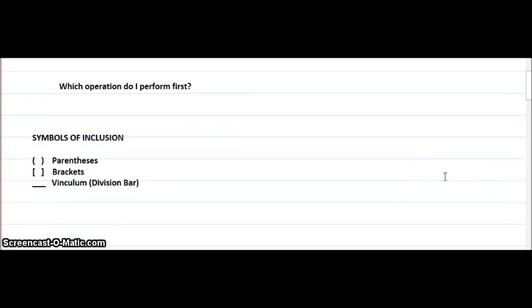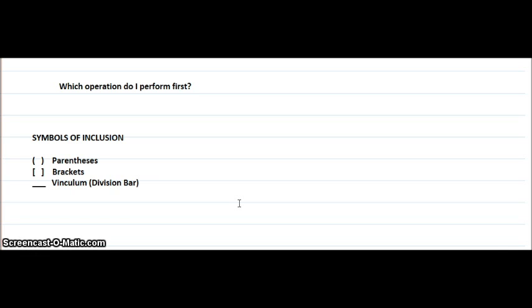Symbols of inclusion. Okay, and you can see them here. Symbols of inclusion include parentheses, and I know that you are used to seeing parentheses. You may have seen them in math, but you certainly have seen them in writing. Okay, and then brackets. Brackets are these square corner things. Okay, and the last one you probably haven't heard of before. It's called a vinculum.